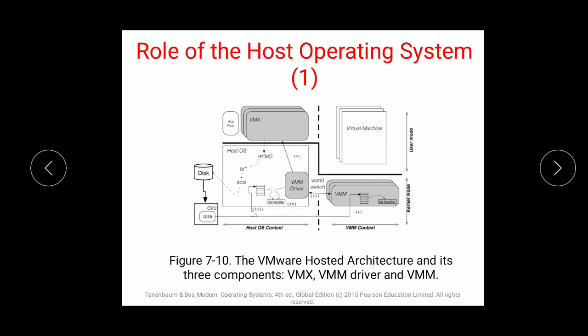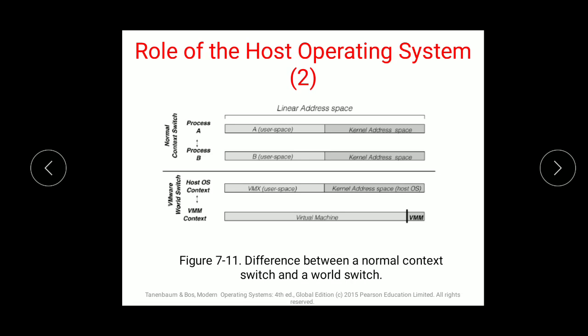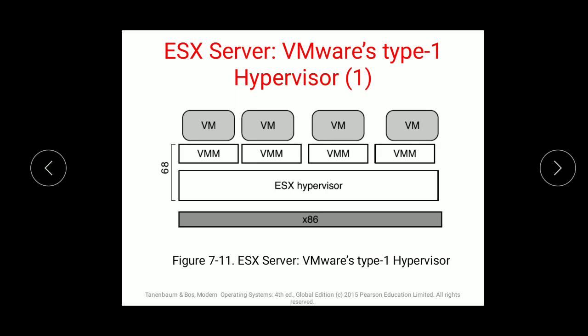So the VMware hosted architecture has three components: VMX, the VMM driver, and the normal virtual machine monitor, which will give you this context, and this is your normal system context, which is used when you are sharing the data. Next is the ESX server.